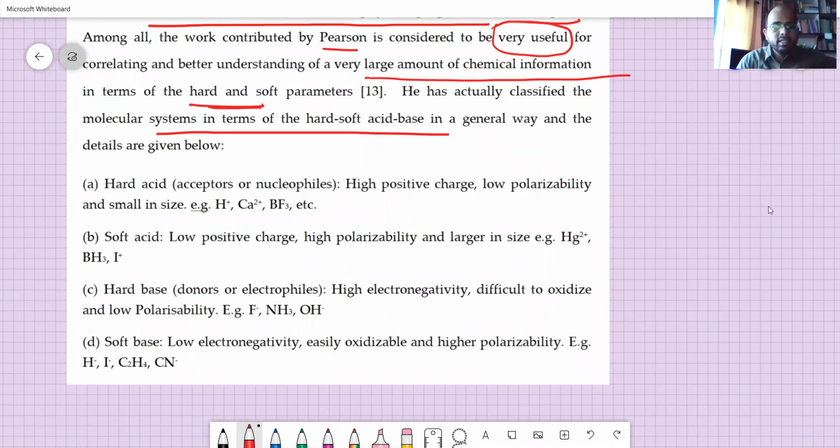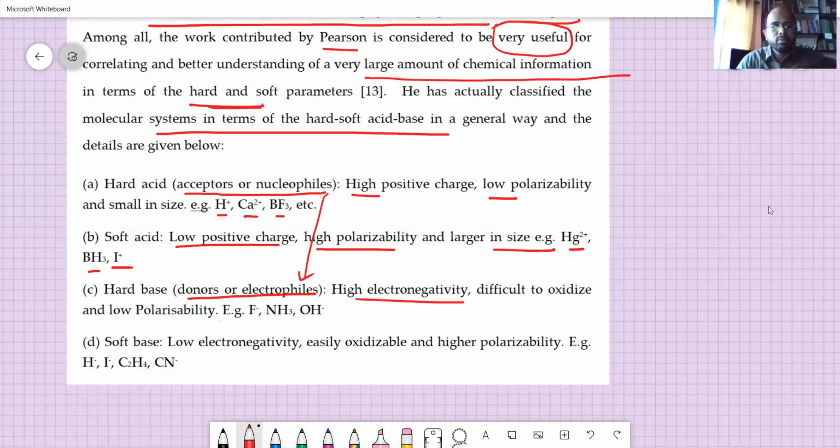Hard acids are considered acceptors or electrophiles. They have high positive charge, low polarizability. Example, H+, Ca2+, and BF3, etc. Soft acids have low positive charge, high polarizability, and are large in size. For example, mercurous and BH3 and I+. Hard base, this is quite opposite of this one, donors and nucleophiles. These have high electronegativity, are difficult to oxidize, and have low polarizability. Example, F-, NH3. Soft base, low electronegativity, like H-, I-, C2H4, ethane.